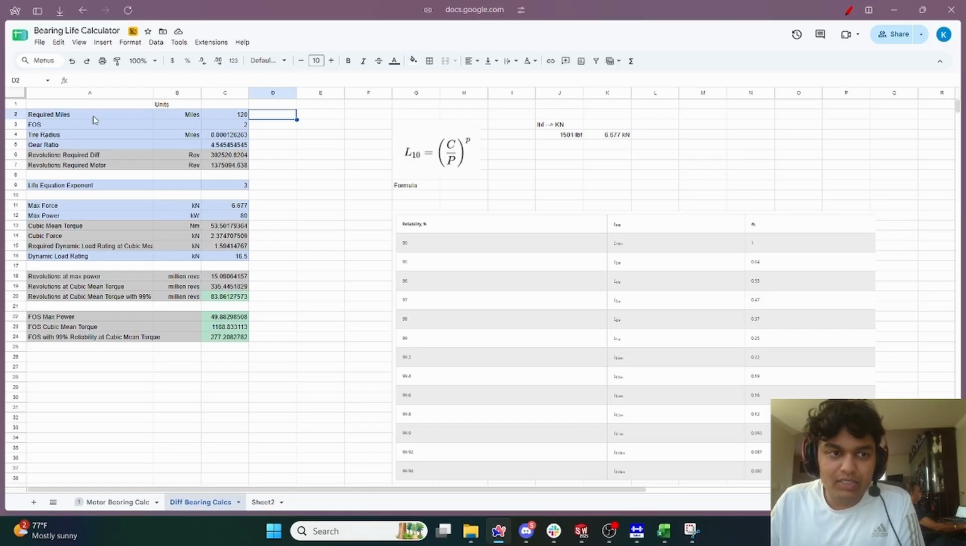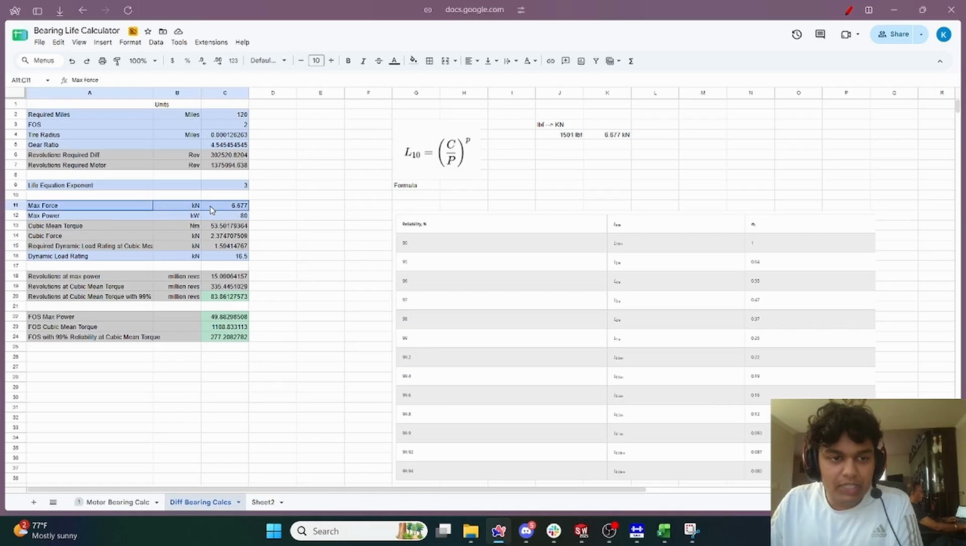What I've done is I've specified the amount of miles we expect the car to run. I put a factor of safety. I specify the tire radius and the gear ratio, and this will tell us the amount of revolutions that are required by the diff and the motor in order to accomplish this. This life equation exponent is just a static number. It's this P over here. It's 3.33, I believe, for roller bearings, but for ball bearings, it's simply 3. We don't need to worry about that.